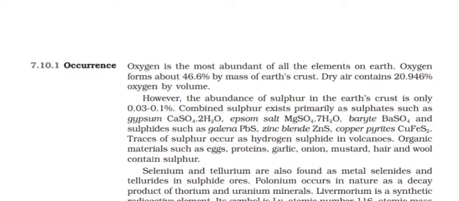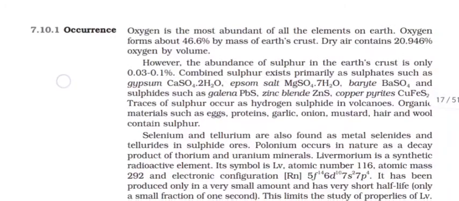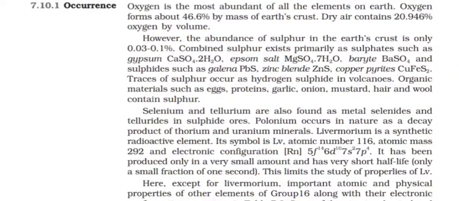However, the abundance of sulfur in Earth's crust is only 0.03 to 0.1%. Combined sulfur exists primarily as sulfates such as gypsum, CaSO4.2H2O, Epsom salt, MgSO4.7H2O, barite, BaSO4, and sulfides such as galena, PbS, zinc blende, ZnS, and copper pyrite, CuFeS2. Traces of sulfur occur as hydrogen sulfide in volcanoes. Organic materials such as eggs, proteins, garlic, onion, mustard, hair, and wool contain sulfur.